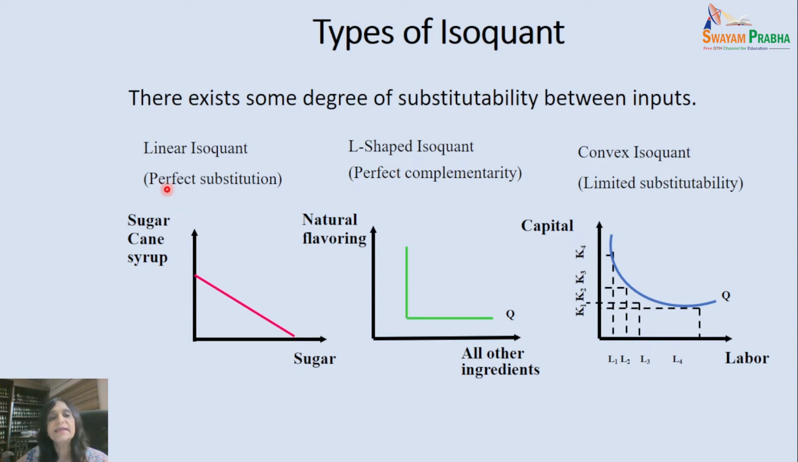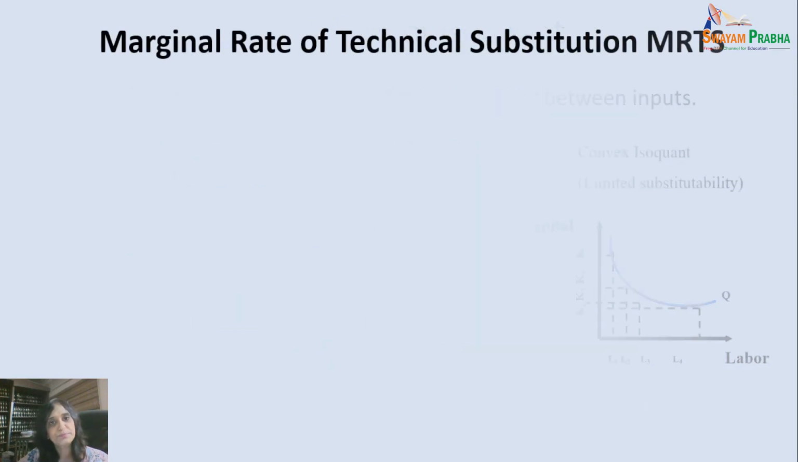The first and the second, where your isoquant is a linear line or L-shaped, are very extreme cases. Otherwise, the natural case is having a convex isoquant.